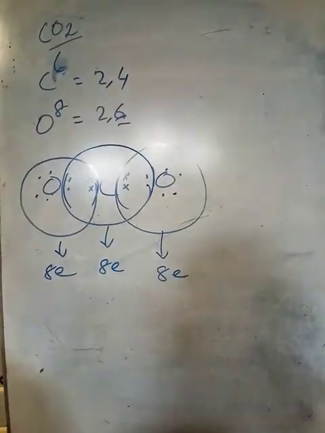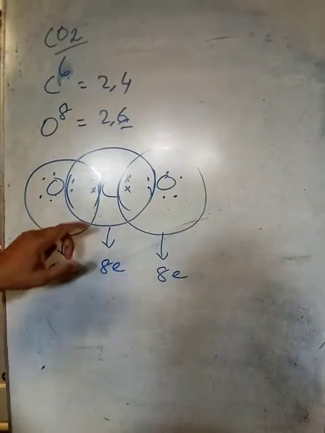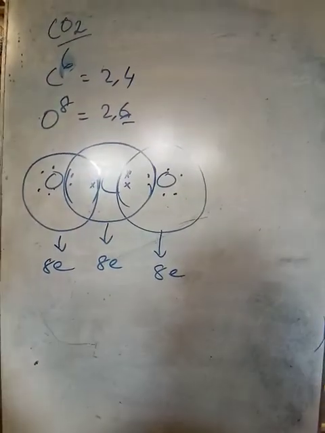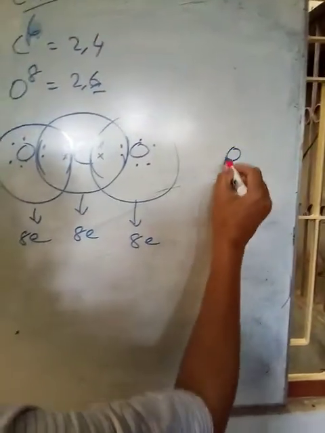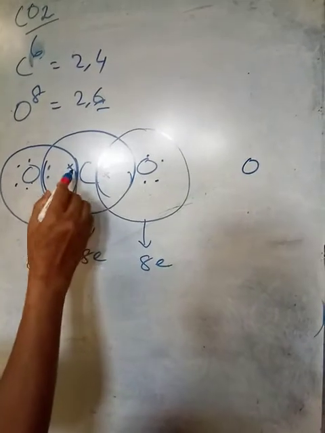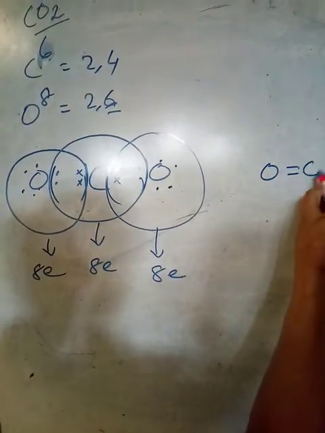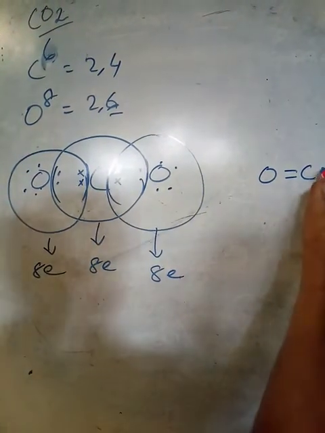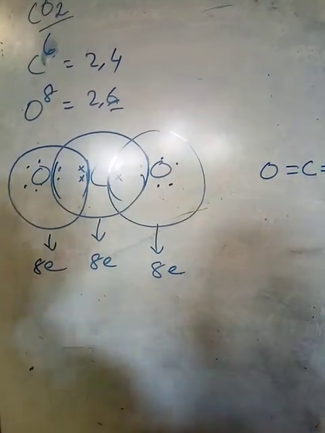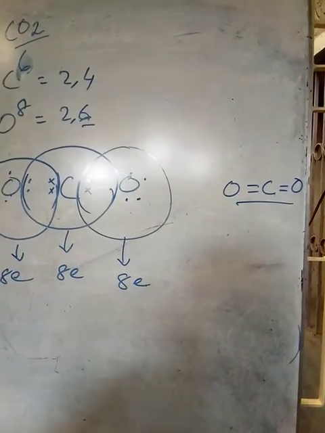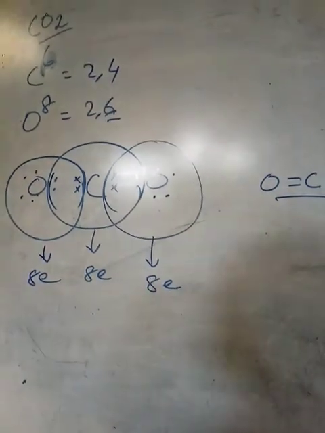So all the atoms have attained the stable electronic structure in their outermost shell. Between the oxygen and carbon there are 2 pairs of electrons in bond formation. So the structure will be O double bond C double bond O. This is a carbon dioxide molecule.